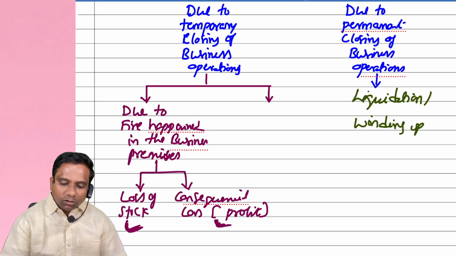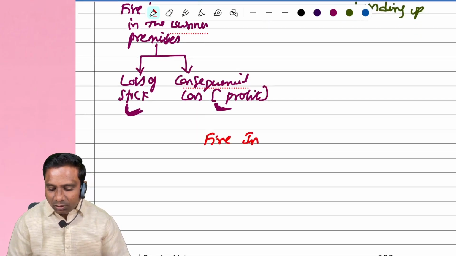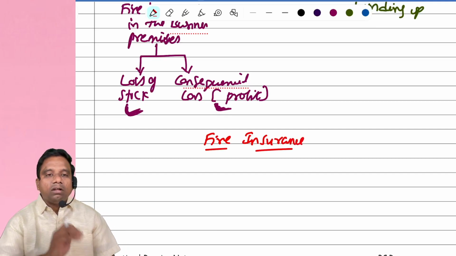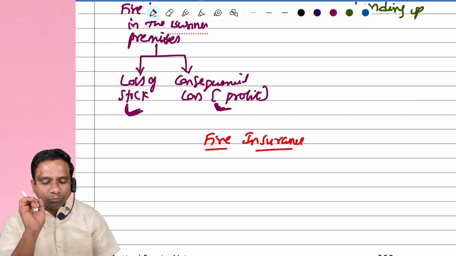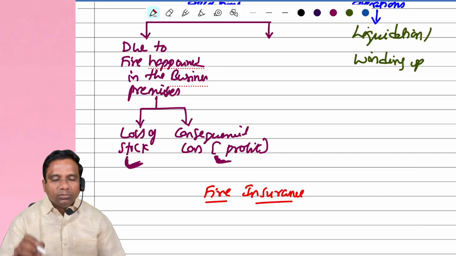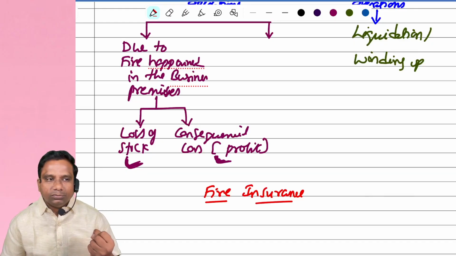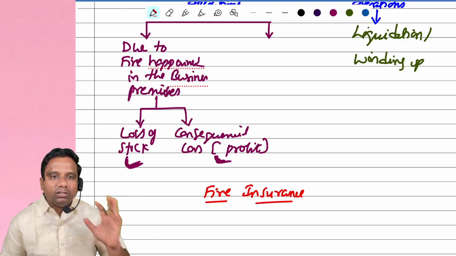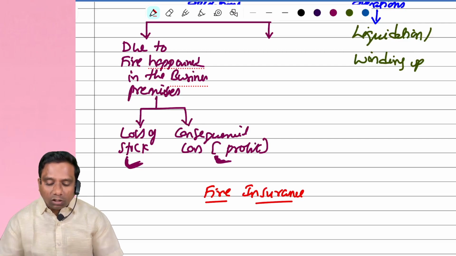What is that insurance policy? Tell me. Fire insurance policy. Fire insurance policy is taken. Now the concept comes: due to a fire accident, if the building is destroyed, we get some loss of stock. That we have seen already, how to calculate the loss of stock. Now the concept comes, how do we calculate the loss of profit?